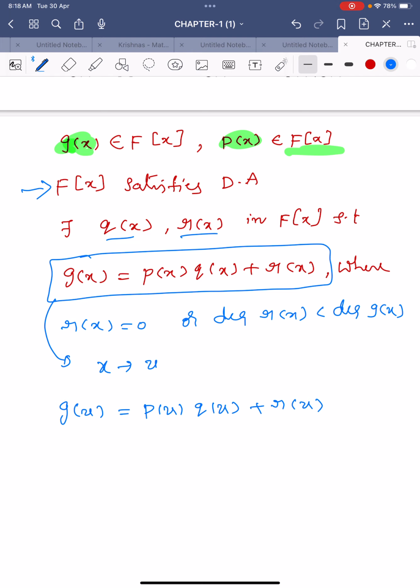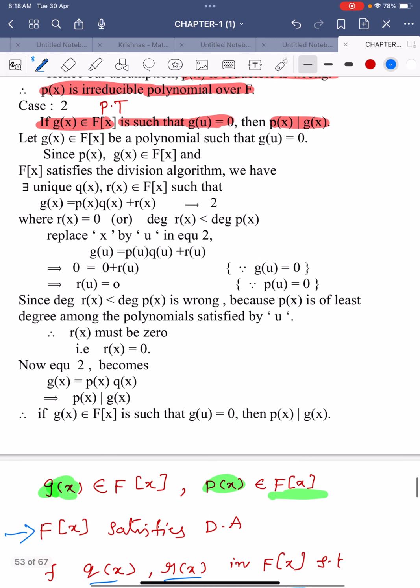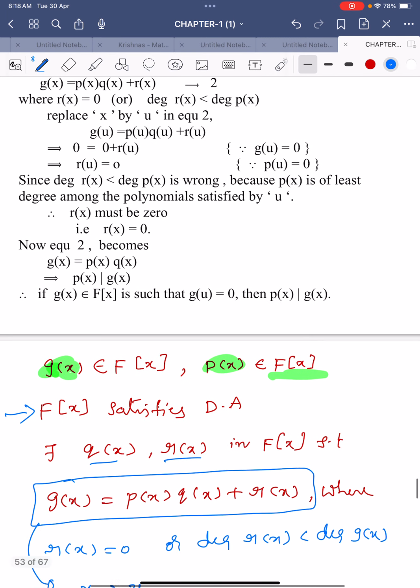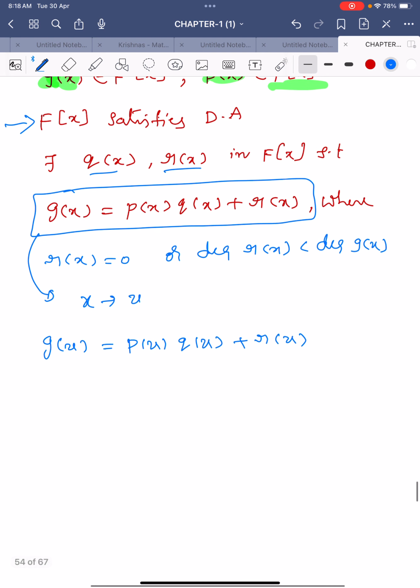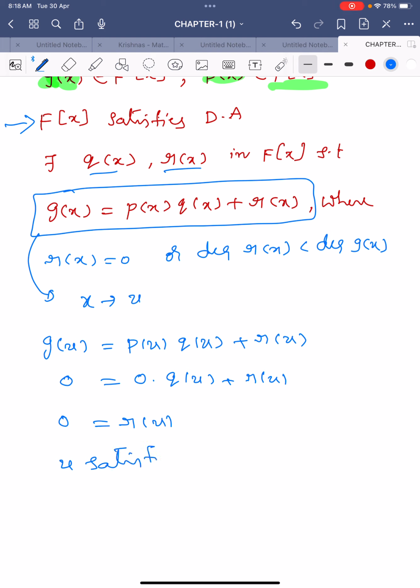What does it mean? In the data we have, g of u is equal to 0, so you simply get 0 here. P of u is also 0, into q of u plus r of u. So this condition implies 0 is equal to r of u. It means u satisfies a polynomial r of x which belongs to capital F of x.